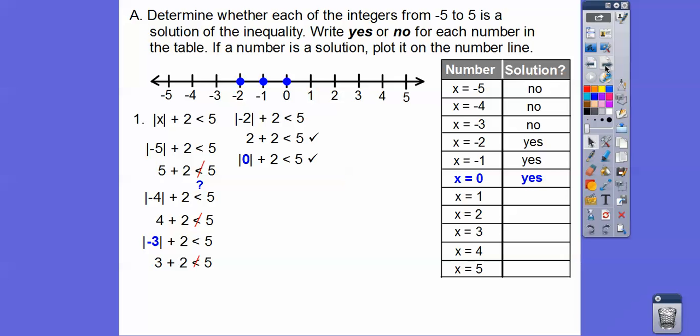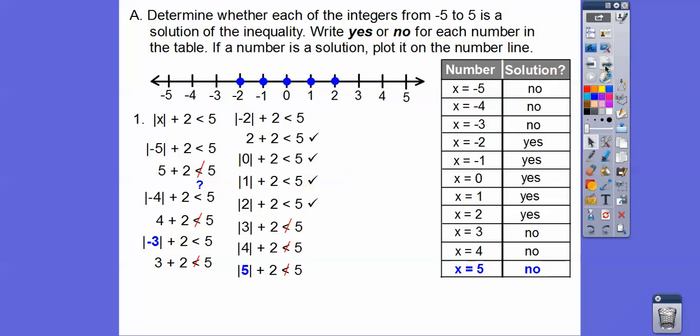The absolute value of 0 works. The absolute value of 1 works. The absolute value of 2 works, but as soon as we get to 3, it doesn't work, and neither does 4, and neither does 5. So there are the answers. Those are the integers that satisfy this inequality.